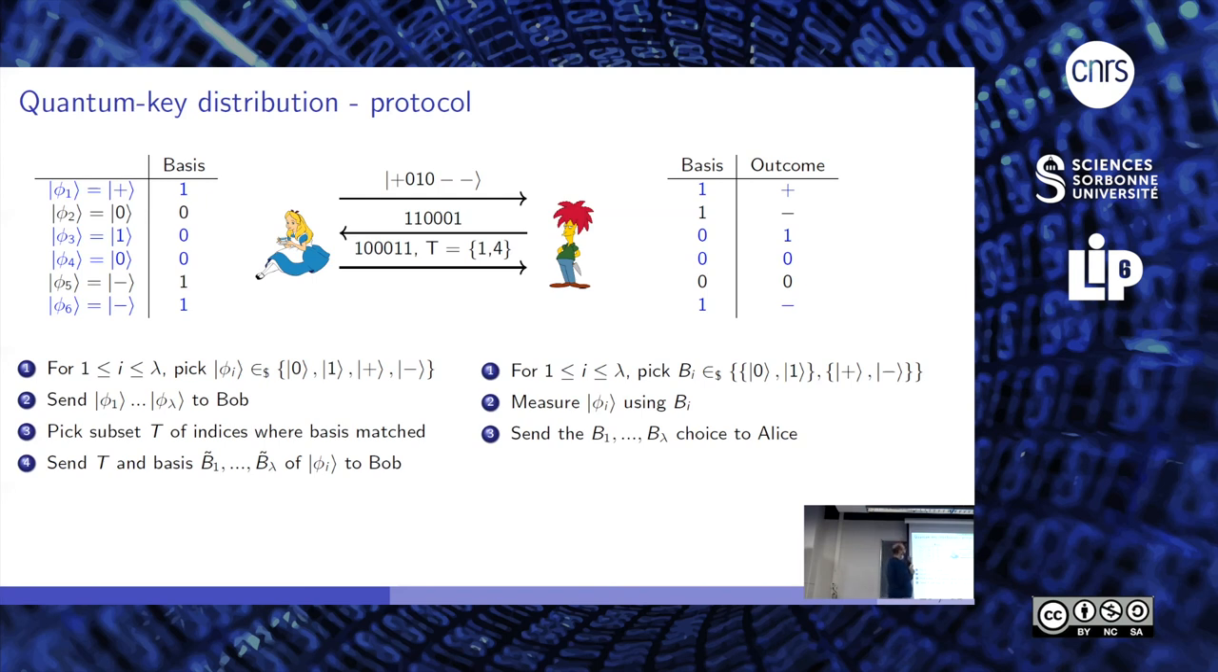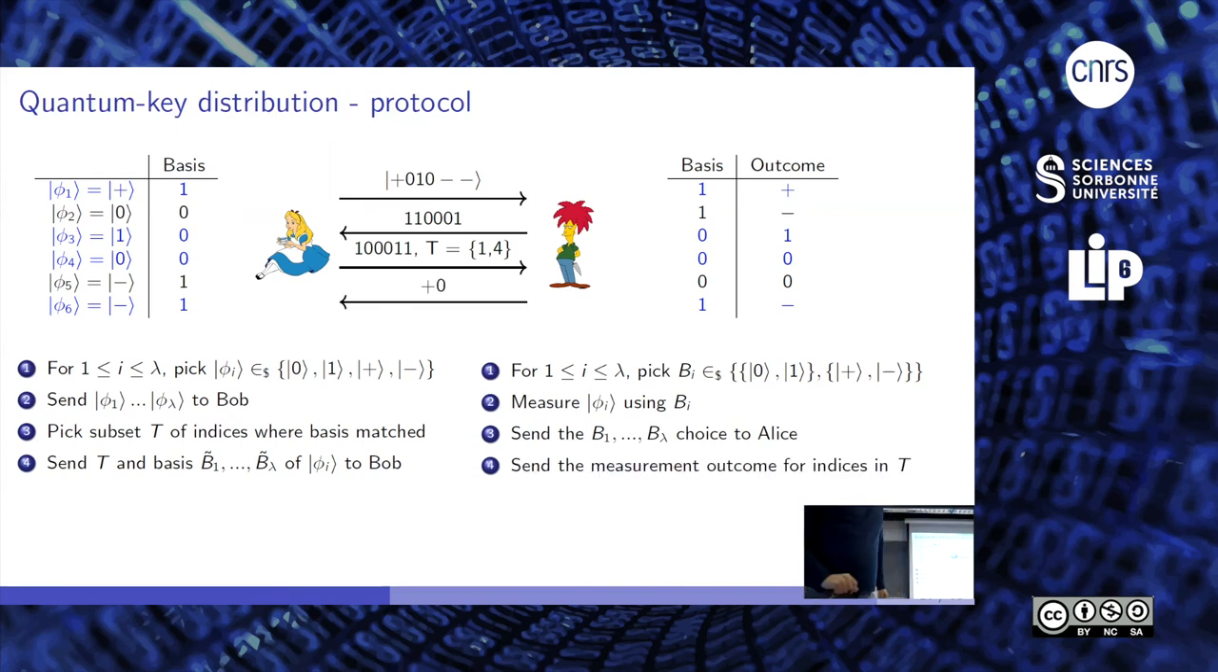But importantly, regarding the positions whose bases match, Alice will pick a random subset of them and ask Bob to send the outcomes of his measurements on this random subset. So for example, here we have positions 1, 3, 4, and 6, whose bases match. And Alice asks Bob, give me the outcomes of your measurements for positions 1 and 4. And then Bob says, okay, position 1, my outcome is plus, position 4, my outcome is 0.